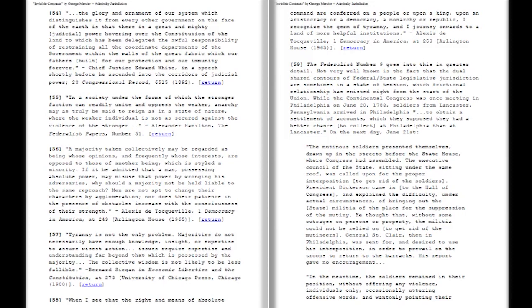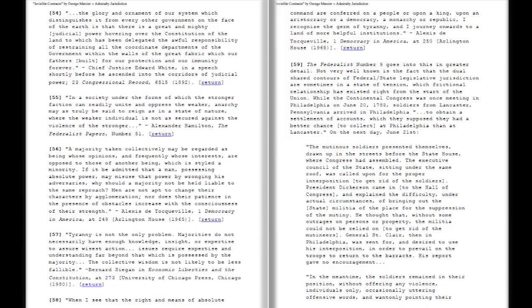If it be admitted that a man, possessing absolute power, may misuse that power by wronging his adversaries, why should a majority not be held liable to the same reproach? Men are not apt to change their characters by agglomeration, nor does their patience in the presence of obstacles increase with the consciousness of their strength. Alexis de Tocqueville, Democracy in America, at 249, Arlington House, 1965.